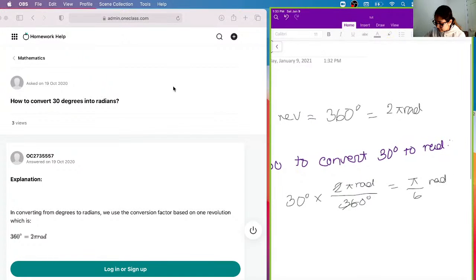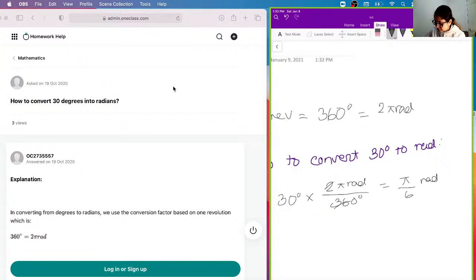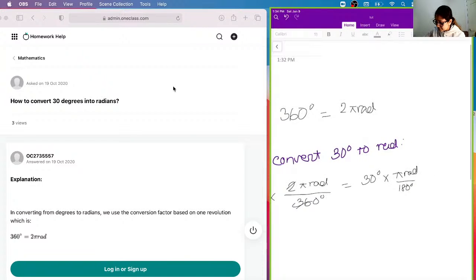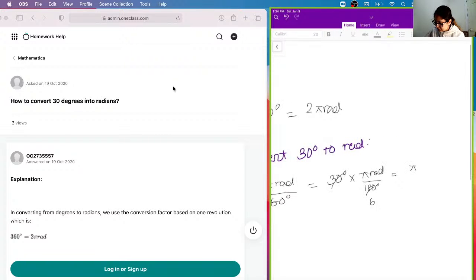And so I'll just show you guys. You would get 30 degrees times pi radians over, so 2 divided by 360 is 180. Then you can simplify this even more, and you get 6 here. The degrees cancel, so it's just going to be 6. And so you have pi over 6 radians.